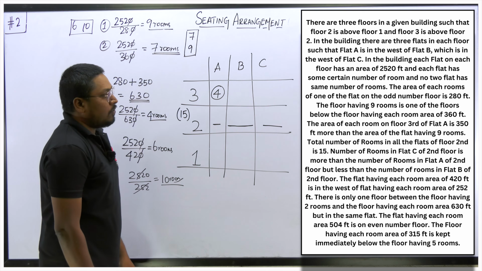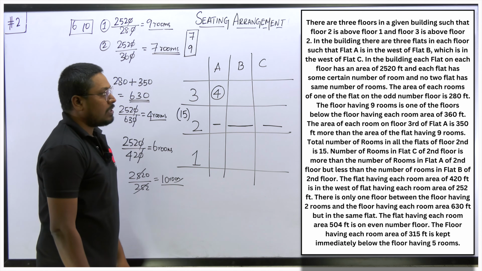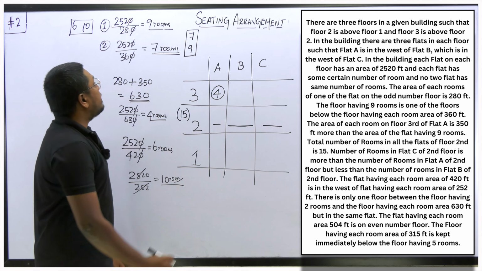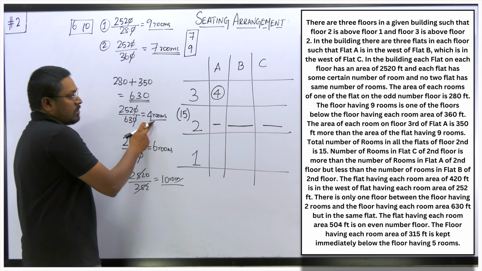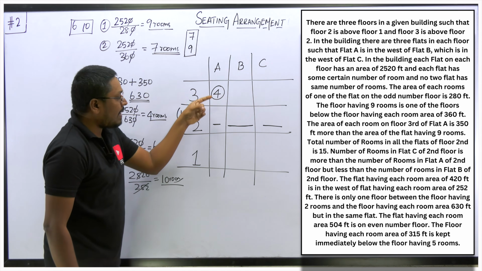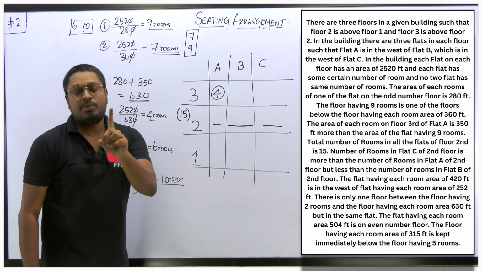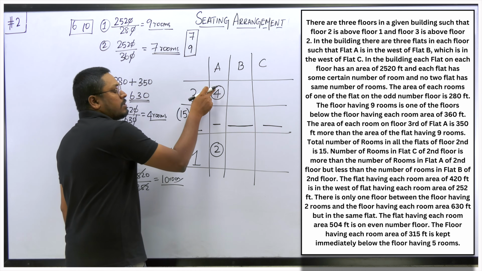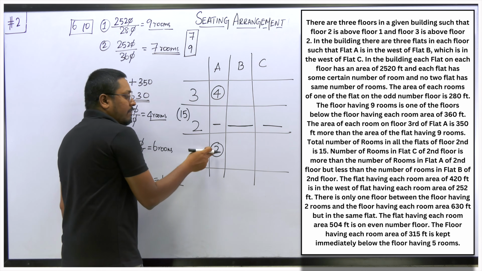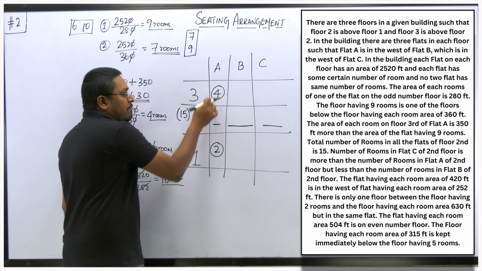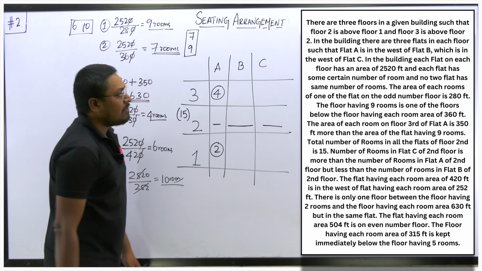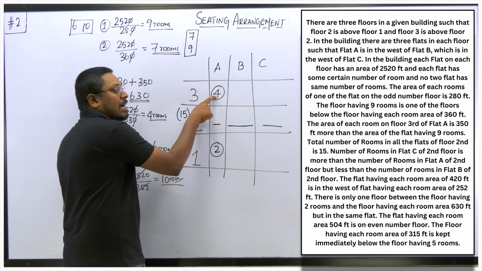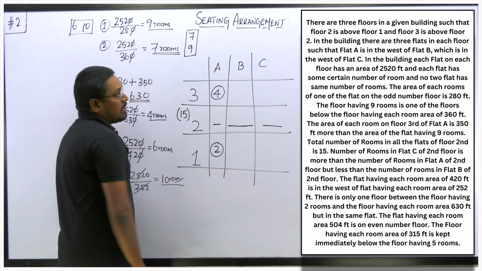There is only one floor between the floor having 2 rooms and the floor having each room of 630 feet. See, 630 feet will be 4 rooms, right? So between 4 rooms and the flat having 2 rooms, there is only one flat gap. So definitely this must be 2, right? The gap between them is one flat. So that's the point they have given. So that's it, we fixed here.